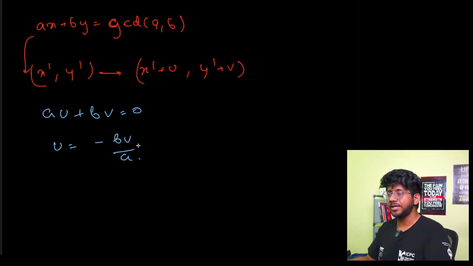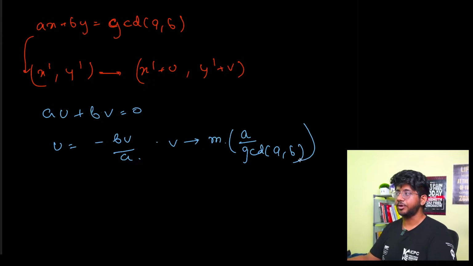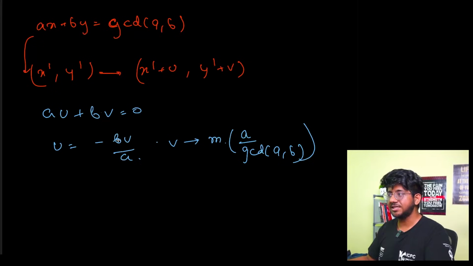So for this to be an integer, v has to be a multiple of what number? a by GCD of a comma b. This is very, very important. v has to be a multiple of m times a divided by GCD of a, b. Why is that? Because the GCD part will get cancelled in these two numbers, and then the other part has to be handled by v. So that's why this has to be the common multiple.